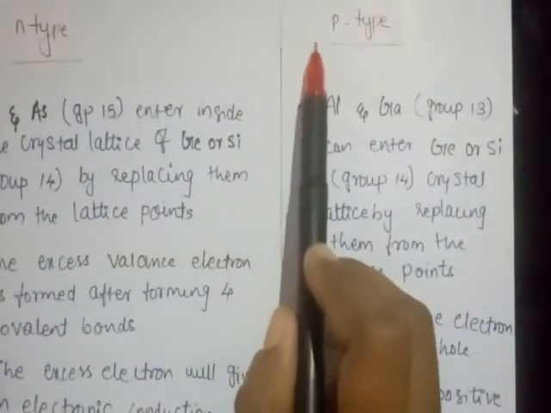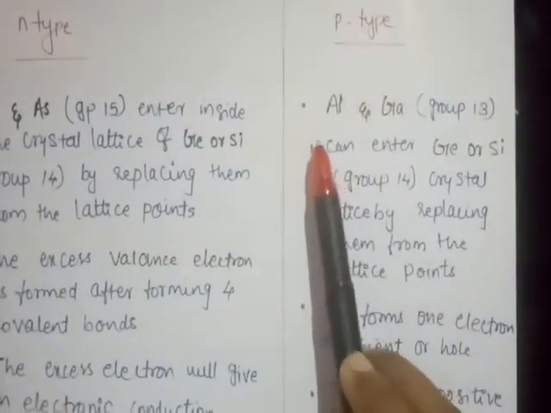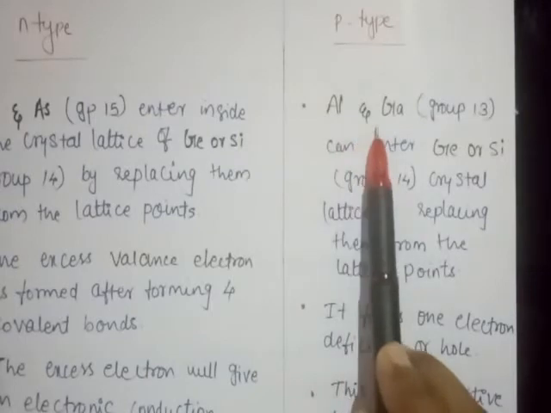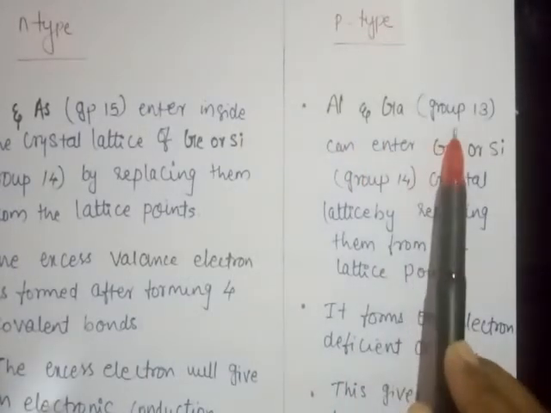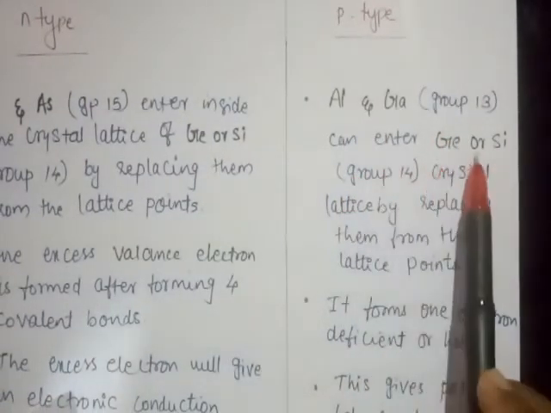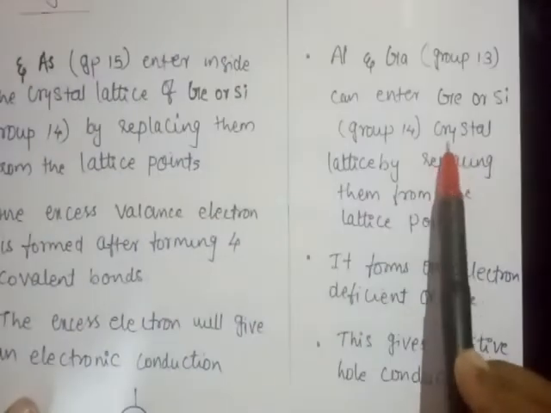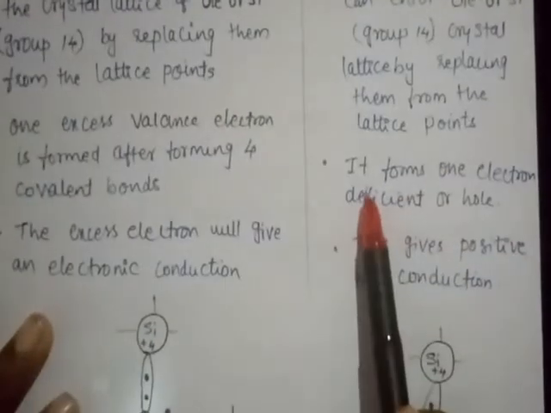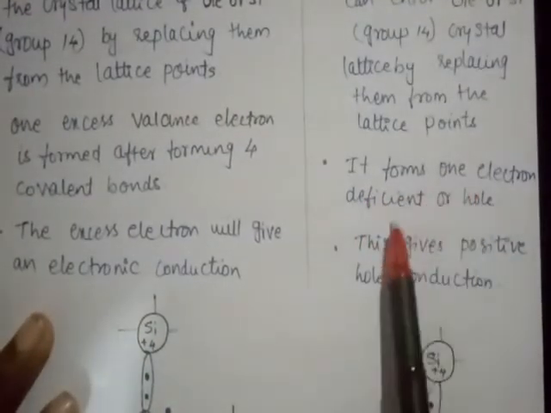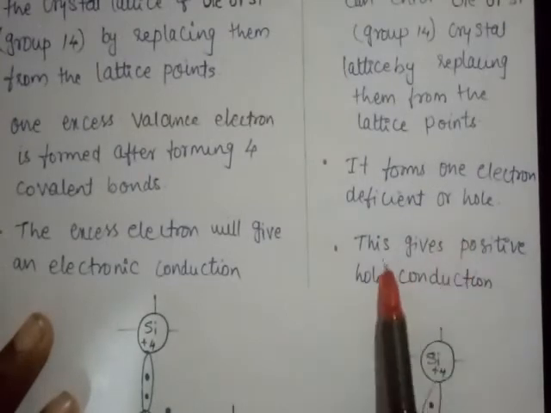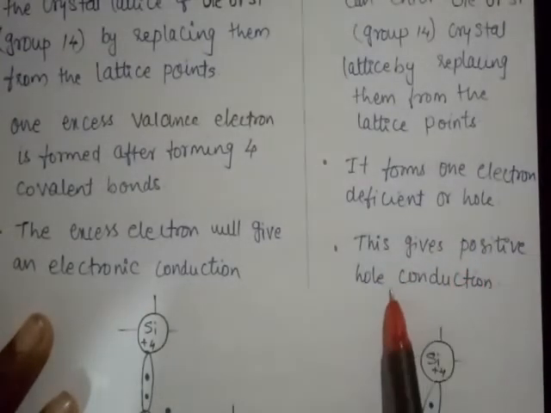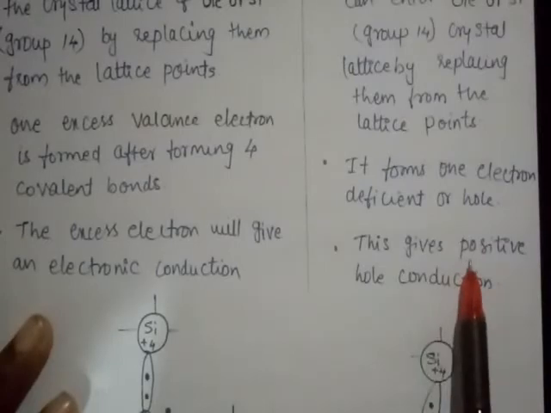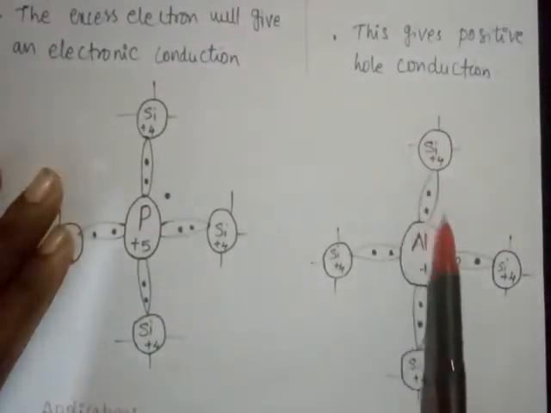The another one is N-type, P-type semiconductor. In this case, the aluminium and gallium, that is the group 13 elements, can enter the germanium or silicon, group 14, in a crystal lattice by replacing them from the lattice point. It forms 1 electron deficient or hole. This gives positive hole conduction. So it means that its diagram is like this.